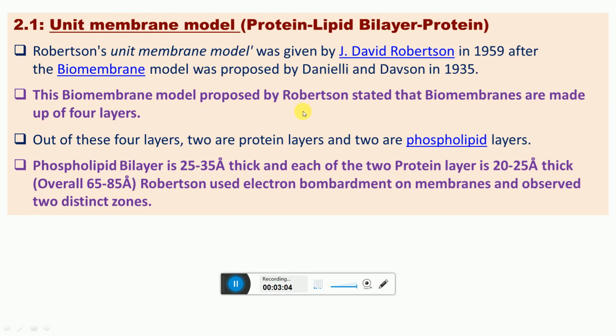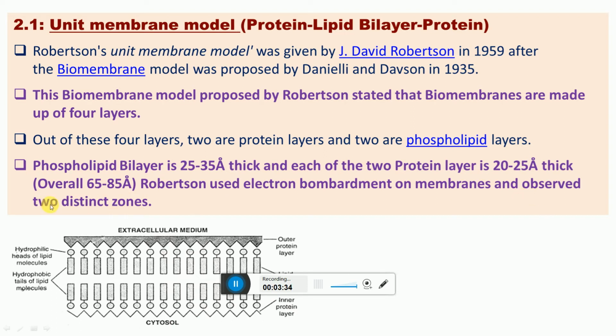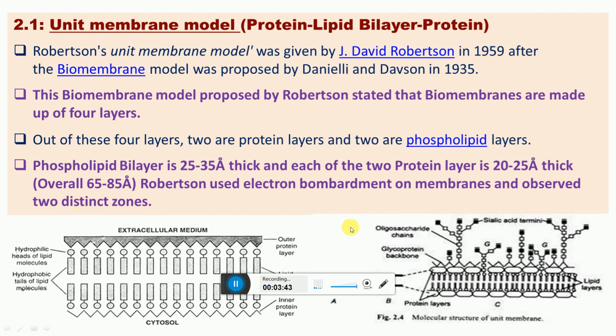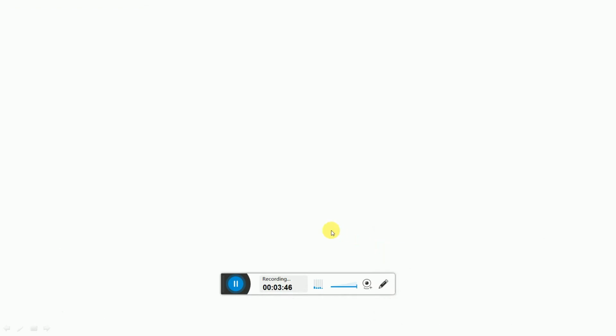The biomembrane model proposed by Robertson stated that biomembranes are made up of 4 layers. Out of these 4 layers, 2 are protein layers and 2 are phospholipid layers. The phospholipid bilayer is 25 to 35 angstrom thick, and each of the 2 protein layers is 20 to 25 angstrom thick, overall 65 to 85 angstrom. Robertson used electron bombardment of the membrane and observed 2 distinct zones. So these are the inner lipid bilayer and the outer protein structures. This is the molecular structure of the unit membrane model.